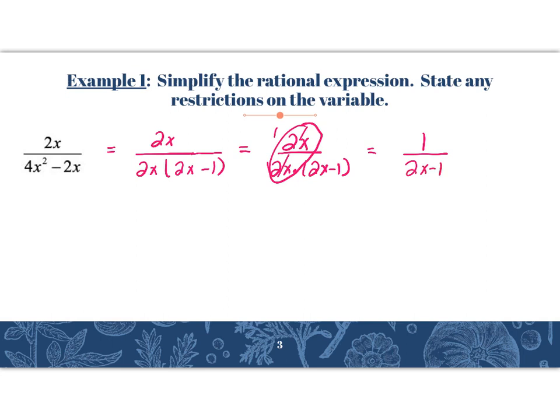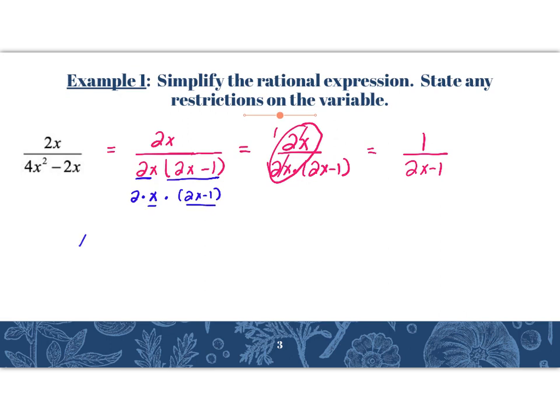And now it says, talk about any restrictions on your variables. Well, remember that when you have fractions, we can never divide by 0. So when I factored this, technically this is 2 times x times 2x minus 1. None of those factors can be 0. Because if they were 0, then it would not be defined, right? So 2 can't be 0, that's fine. 2 can never be 0. But then we have x and we have 2x minus 1.